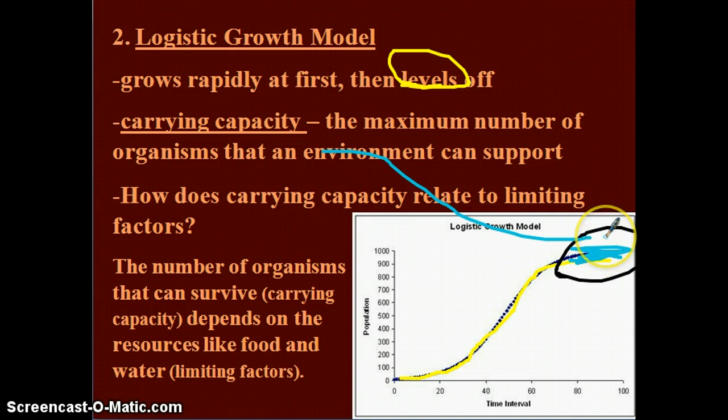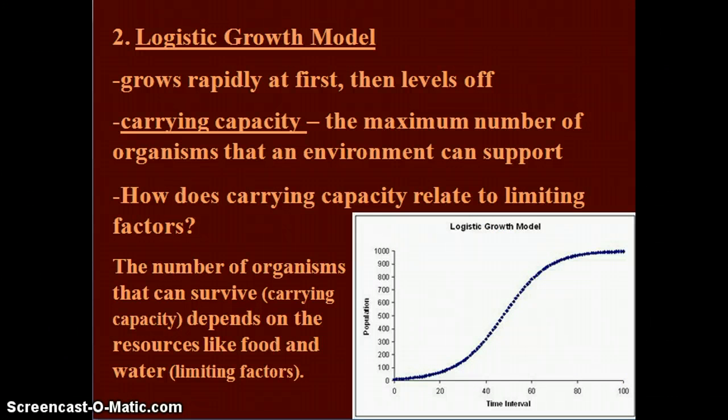If it goes above, it's not going to live very long because there won't be a lot of food or water or shelter available to the population. So we say the logistic has an S shape, whereas the exponential has the J shape.